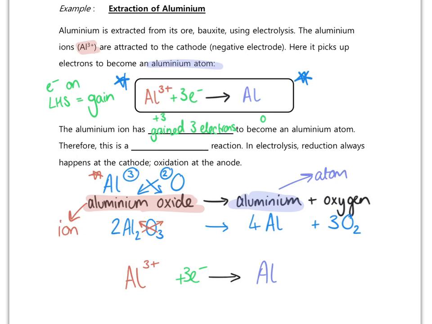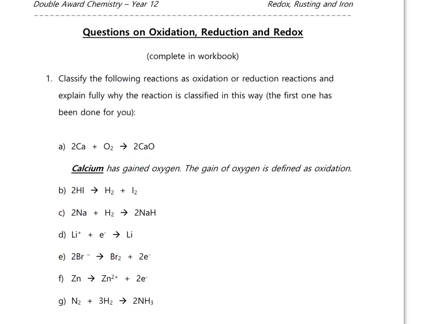Therefore, since it has gained electrons, again think OIL RIG, oxidation is loss, reduction is gain, and we're gaining electrons here, so it must be a reduction reaction. And the next bit just says that reduction always happens at the cathode in electrolysis, oxidation happens at the anode. Don't worry about that for now, we'll come back to that in our electrochemistry topic. What I'd like you to do now is take a break from listening to me for just a couple of minutes and try some questions on what we've covered so far.